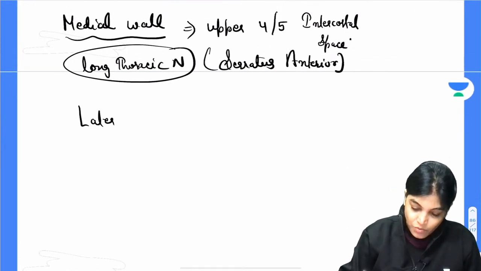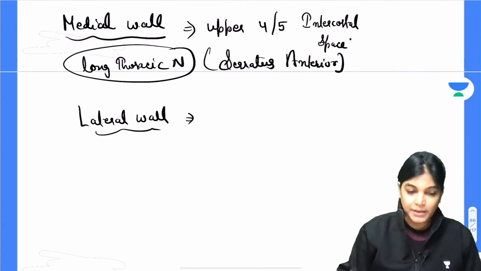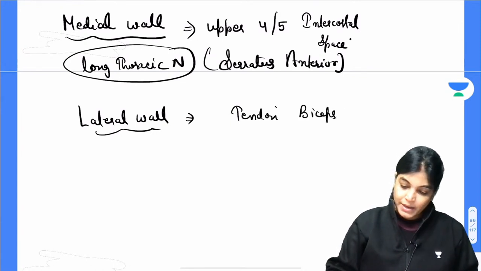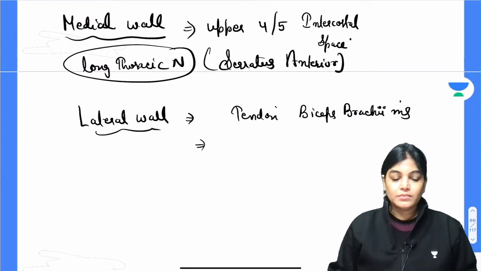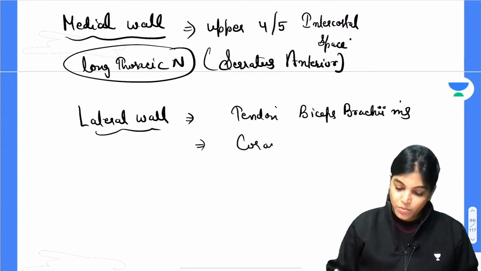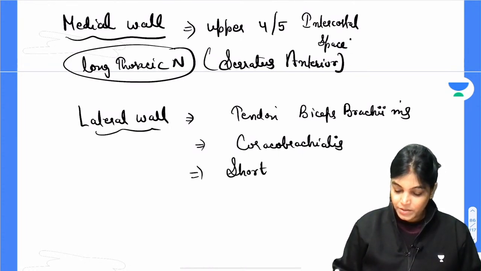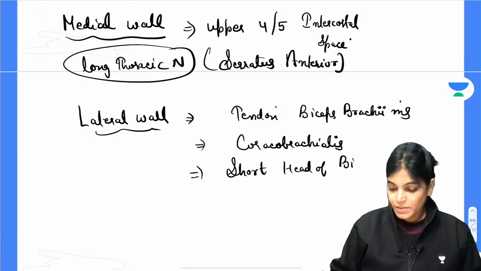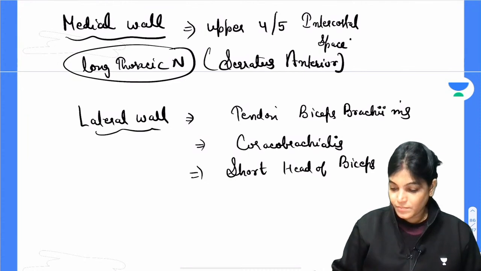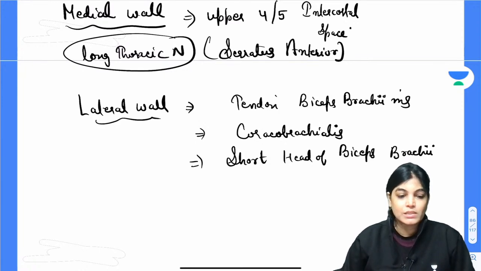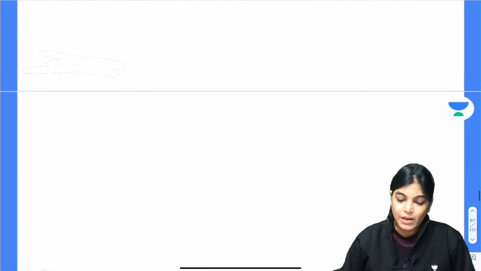The lateral wall of axilla is formed by the tendon of biceps brachii muscle and coracobrachialis muscle, and also the short head of biceps brachii muscle. So we are done with the walls. Now what remains is the contents, so quickly we will also summarize all the contents of axilla.